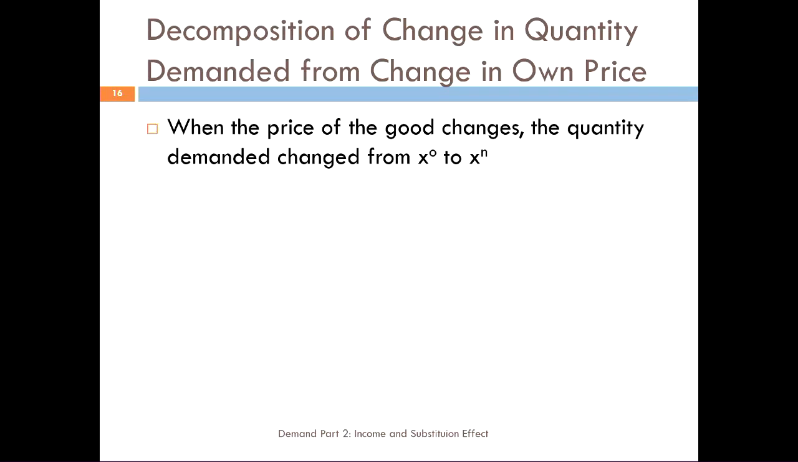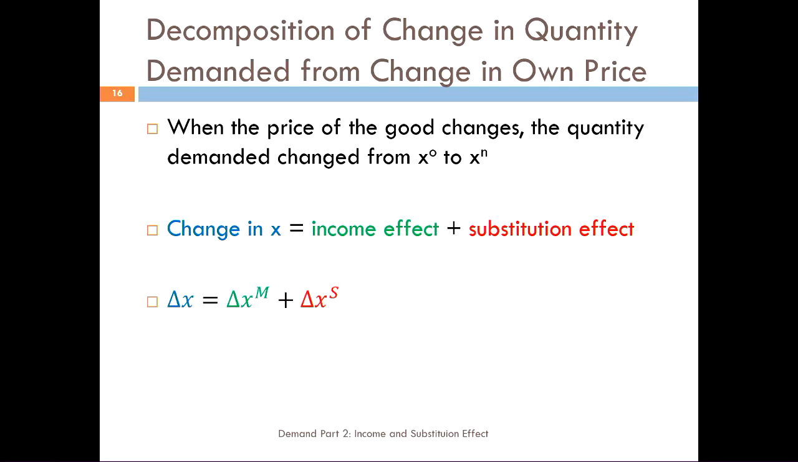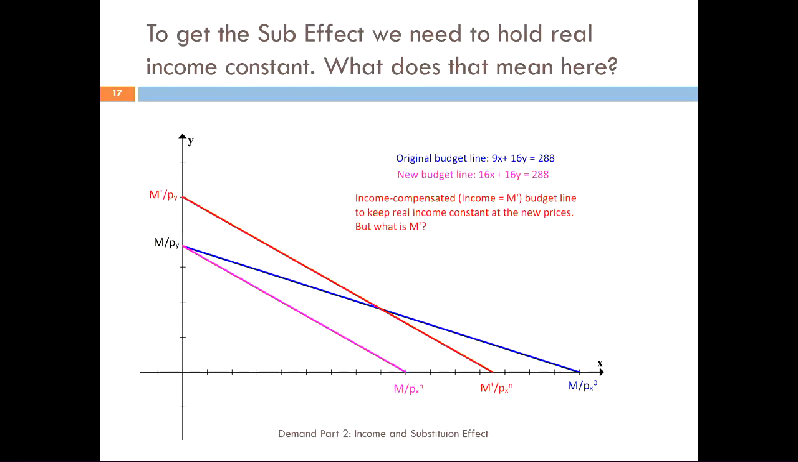So just to summarize here, when the price of a good changes, the quantity demanded changes from the original quantity demanded to the new quantity demanded, and that change in X, we divide up into two parts, the income effect and the substitution effect. We call the change in X due to the income effect delta XM, and we call the change in quantity demanded due to the substitution effect delta XS. And we want to separate out those two effects.